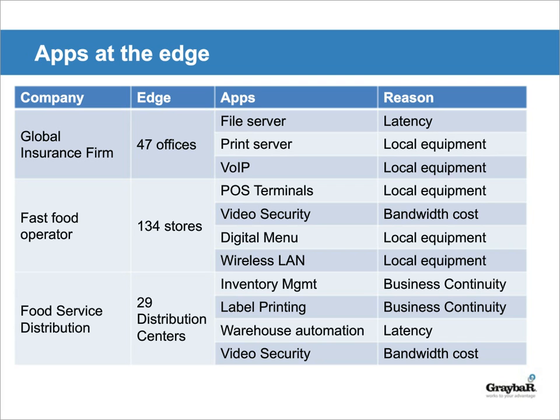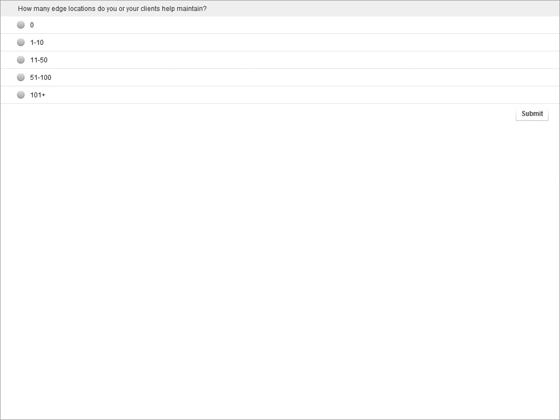One interesting aspect of this table is the business criticality of the apps that are running at the edge. An insurance firm won't work if they don't have phone or access to the insurance file. A fast food restaurant won't operate without a POS system. And a warehouse won't work without its automation software, right? This business criticality implies that these companies will invest in technologies that will help them minimize network downtime at these locations.